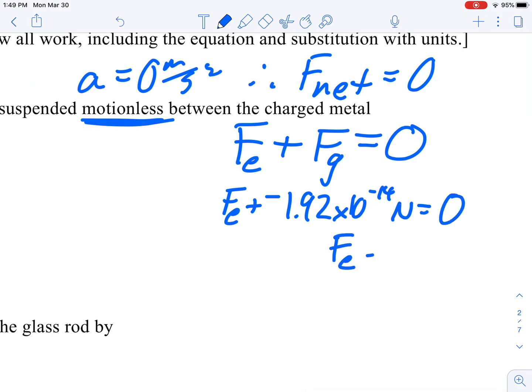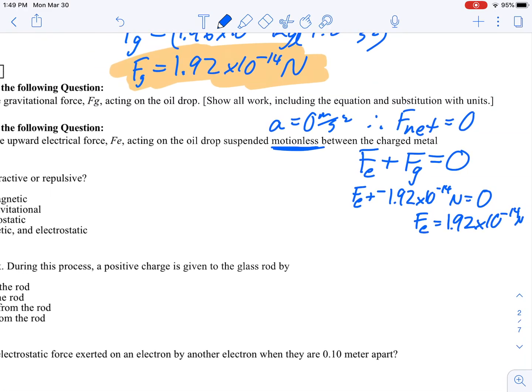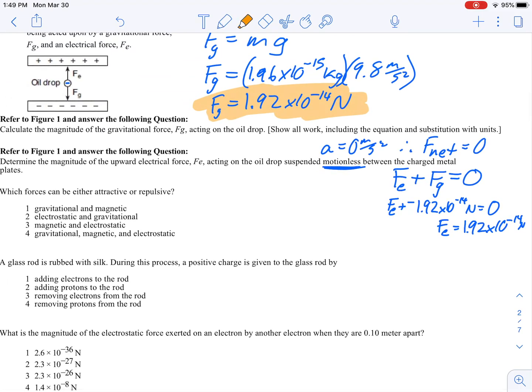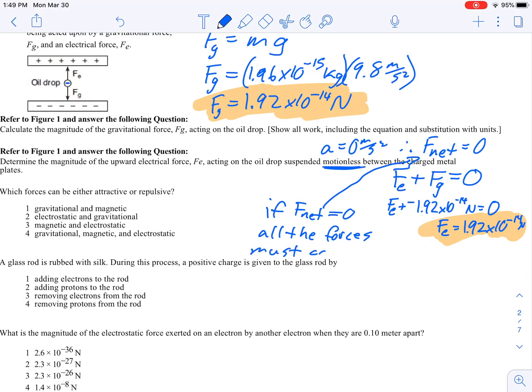Therefore, the electrostatic force is equal to 1.92 times 10 to the negative 14 newtons. And that would be your answer there. That's the technical way to do this one, the correct way to do it. Some people, though, would just say, well, if F net equals 0, all the forces must cancel out.